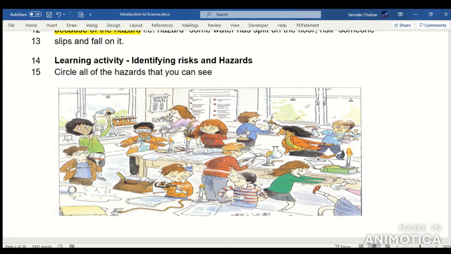Learning activity, identifying risks and hazards. What I would like you to do is have a look at the picture below, try and identify as many hazards as you can. Every time you've identified a hazard, can you put a circle around it? Pause the video, have a go.